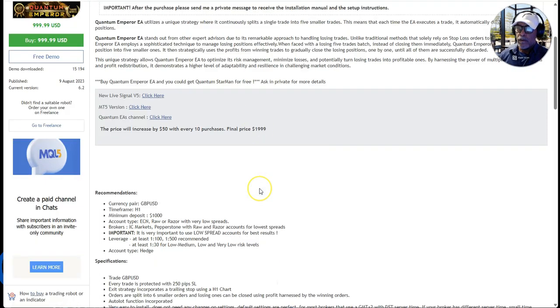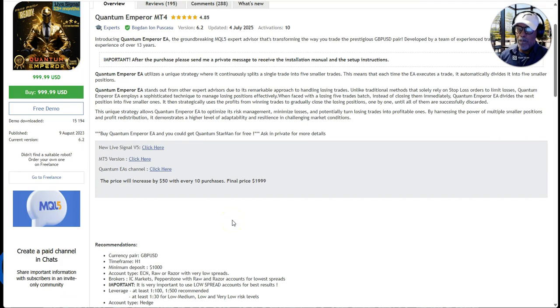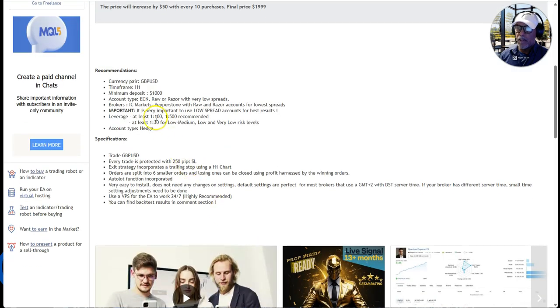So you can see what the price is. Just say $1,000 is the price for this. These are the recommendations. The only pair is the pound US, hour time frame, minimum deposit $100. Now, why? I'm sorry, $1,000. Why are we going with less?